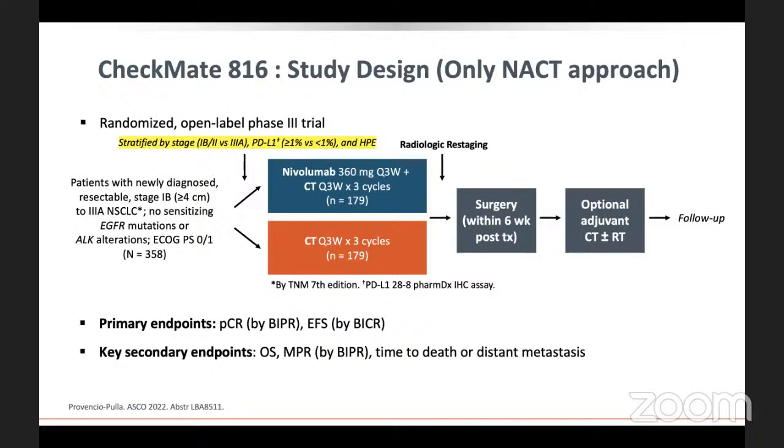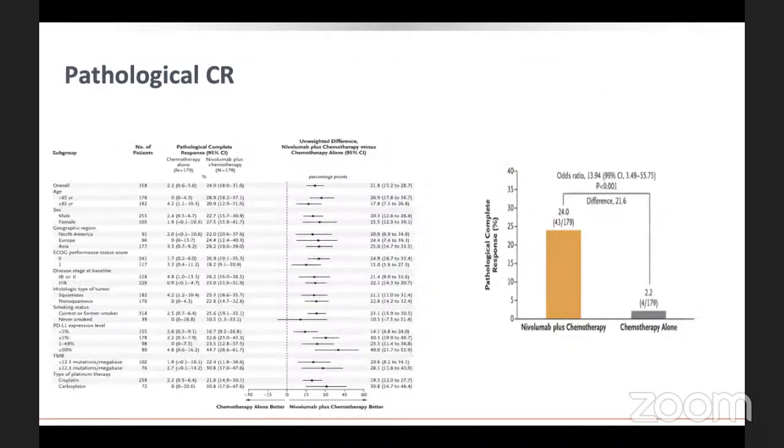Adjuvant treatment, chemotherapy or radiation, was optional. The primary endpoints were event-free survival and pathological complete response rates. Secondary endpoints were overall survival and major pathological response. It was shown that the pathological complete response in those patients who received nivolumab plus chemotherapy was 24% versus only 2.2% with chemotherapy alone, which is a major landmark.